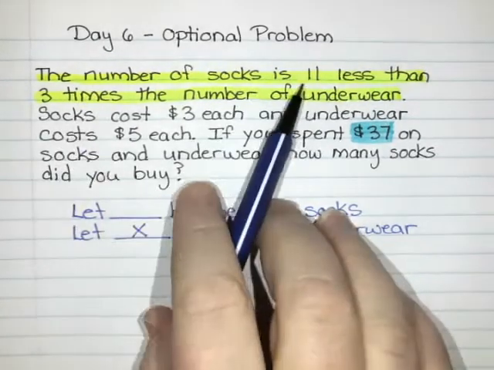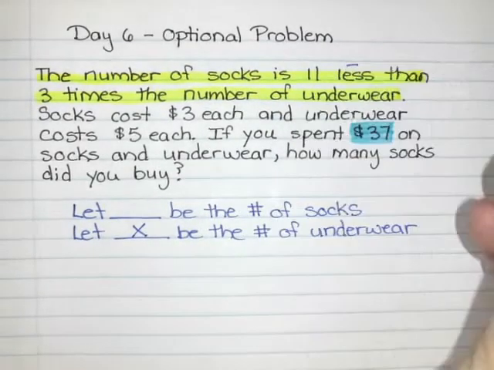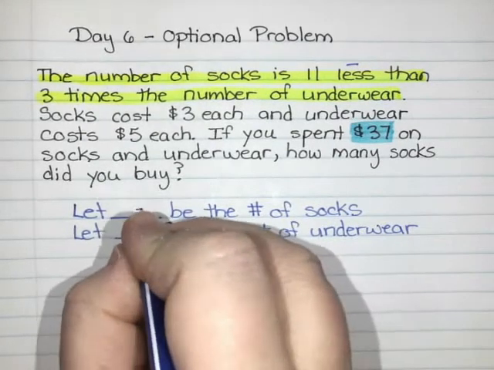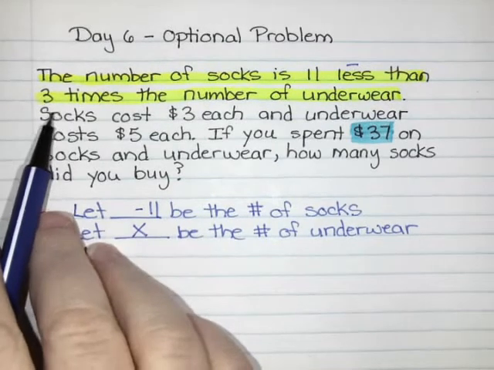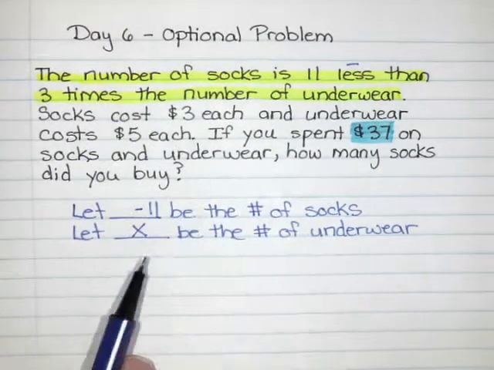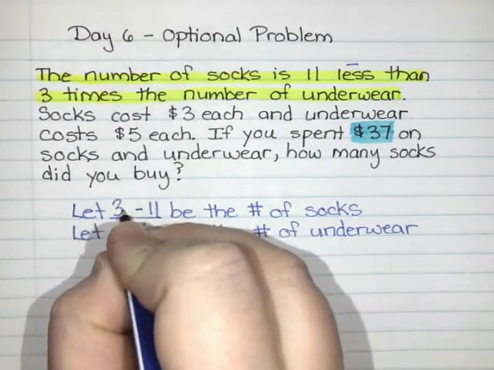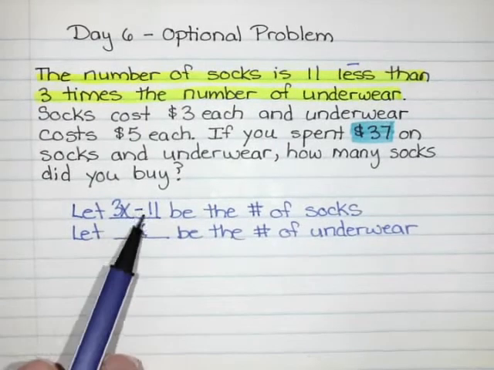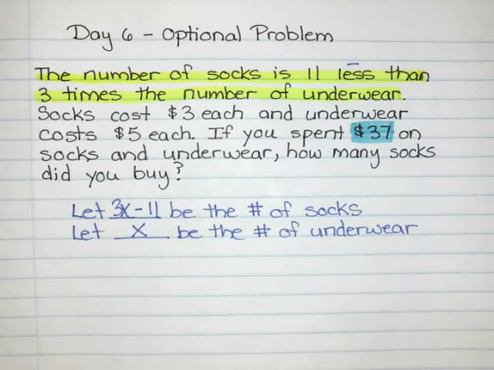The number of socks is 11 less than. Less means subtract. Than means that it goes backwards. So we're doing something minus 11. And it's 11 less than 3 times the number of underwear. Number of underwear is x. 3 times that would be 3x. So it's going to be 3x minus 11. That's 11 less than 3 times the number of underwear.